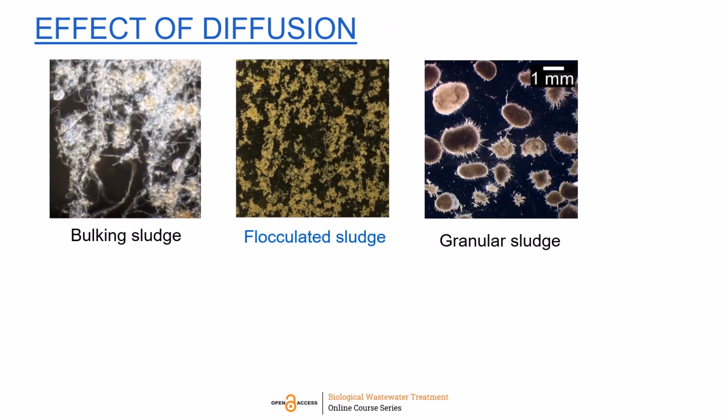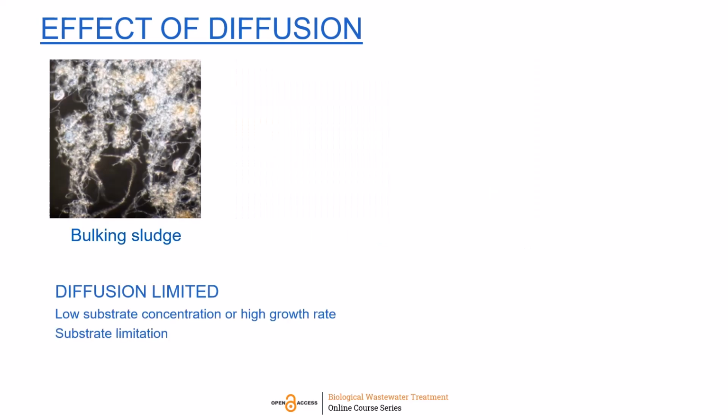Indeed, if we look at how bacteria organize themselves, we see that in case of diffusion limitation, bulking sludge is obtained. This is the case when the substrate concentration is low or the biomass growth rate is high. The substrate is limiting, and the bacteria reach out in all directions to get food, resulting in filamentous structures.